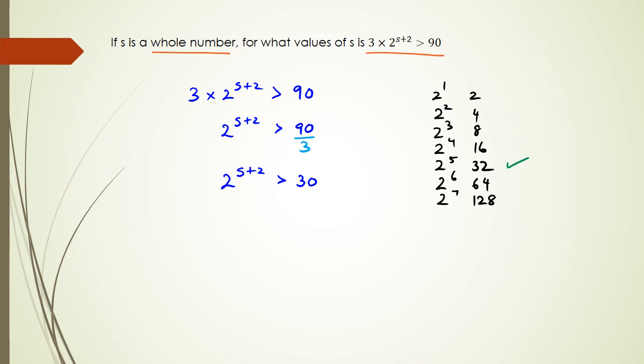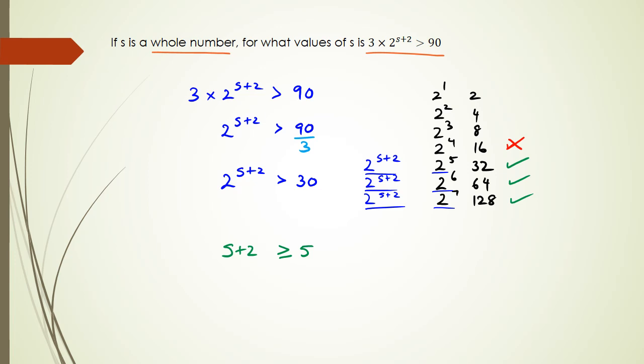If you look at this, 32 is greater than 30, 64 is greater than 30, 128 is greater than 30. But if I go to 16, that's not greater than 30. So basically the s plus 2, if I put s plus 2 right next to it here, I'm saying that this part and this part are the same: 2 to the power of s plus 2, this and this. Basically, what it has to be is that s plus 2 has to be greater than or equal to 5.